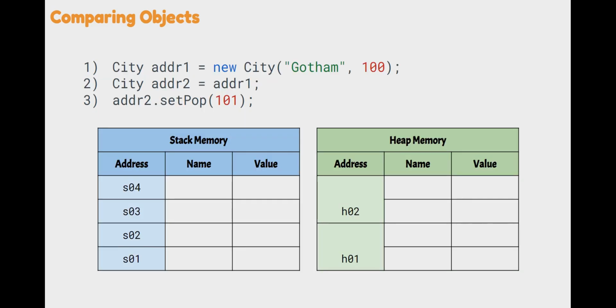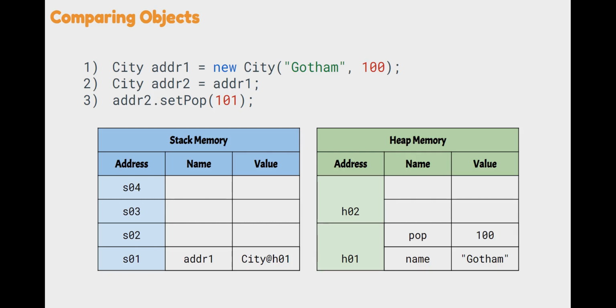Line 1 is still the same. We are still calling the city constructor. We are moving in Gotham and 100 into the instance variables. We are creating address 1 in our stack memory. It is still pointing to the city at H01. Line 2 is where we see some difference. We are declaring a reference variable of the class city. We're naming it address 2, and we are assigning it the value of address 1.